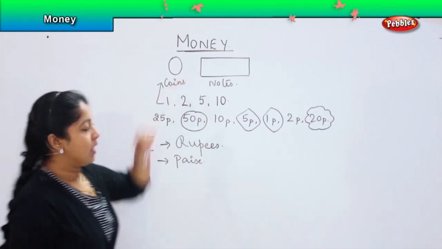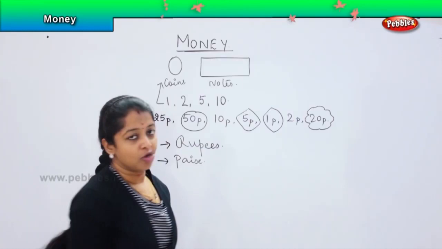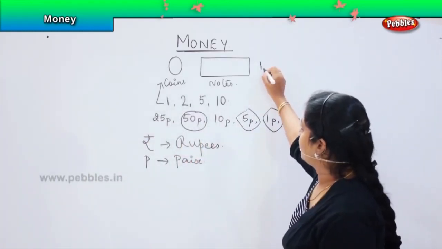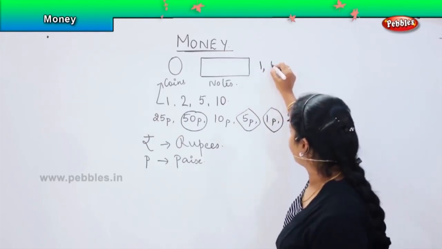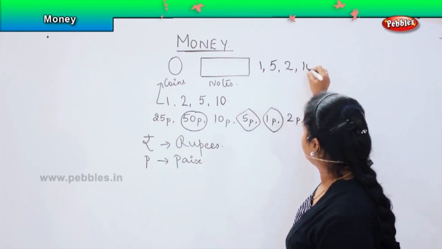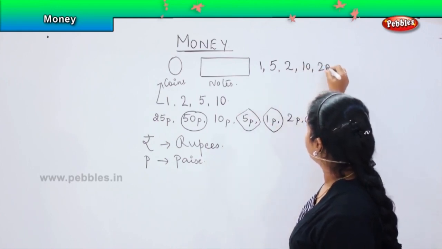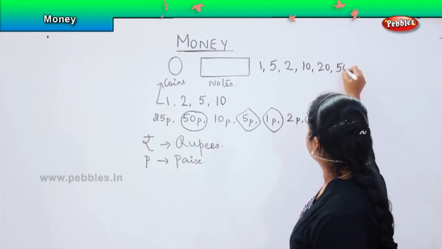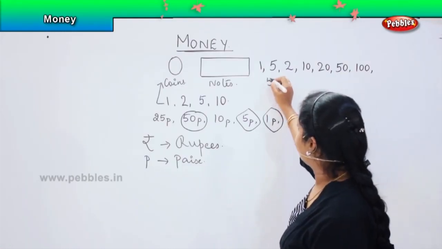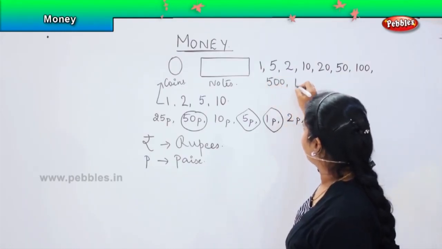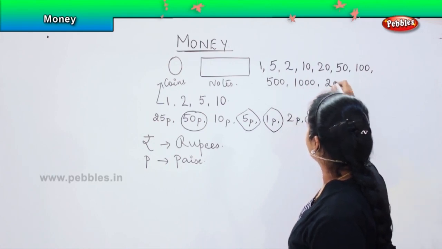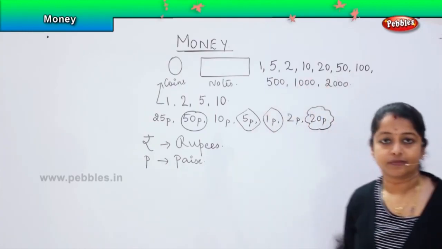Okay. So, now coming to the notes. What are the different denominations of notes you see? Can you tell me? You have a note for 1 rupee, you have a note for 5 rupee, you have for 2 rupee, then 10 rupee, 20 rupee, then 50 rupee, 100 rupee, then you have for 500, you have for 1000, and of late we have also started getting a denomination for 2000.